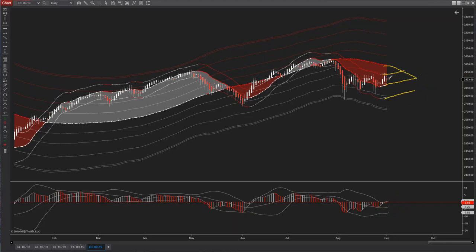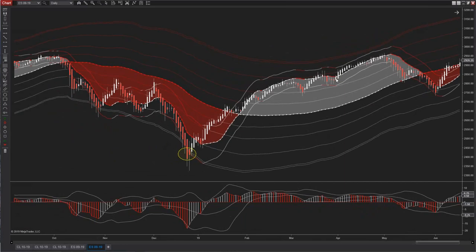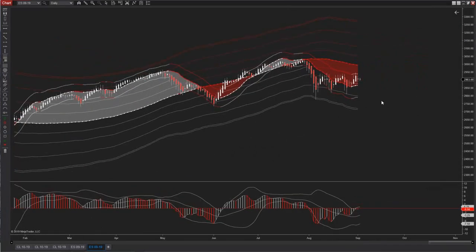So the best thing to do again is to wait for a breakout of this area here to go long, or down there to go short. Otherwise, you're just short-term trading to a target, and we're not in a place where we can take that runner breakout yet.